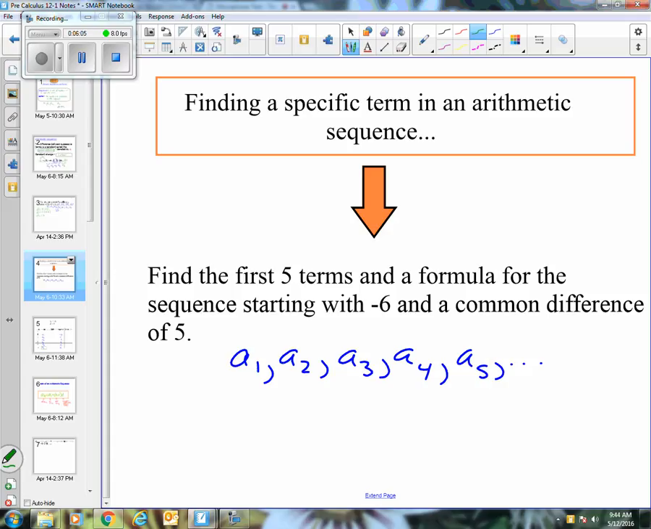All right, so the first 5 terms in the sequence that I'm starting with: it says the sequence starts with a -6, so A1 is -6, not the steak sauce. Think about that for a second. And then how do I get to the next one? Common difference of 5. Well, I'm going to add 5 each time then. So -1, and then 4, and then 9, and then 14, et cetera, et cetera. So I have the first 5 terms.